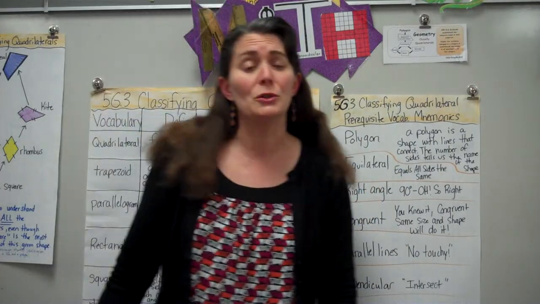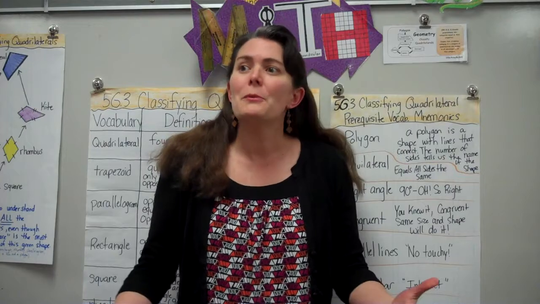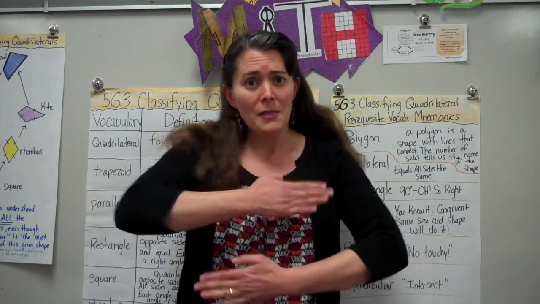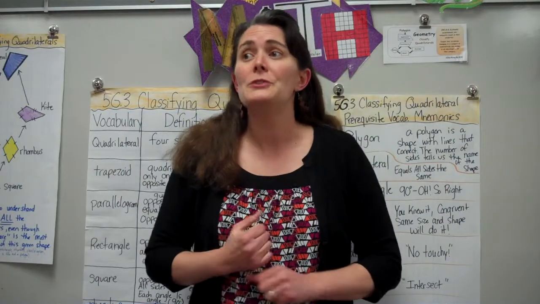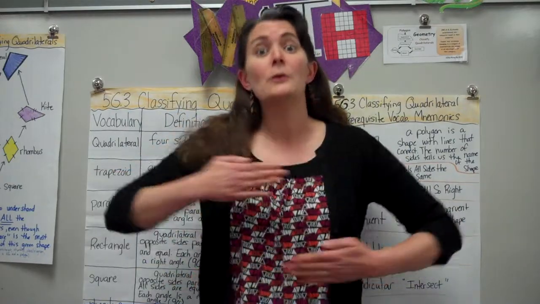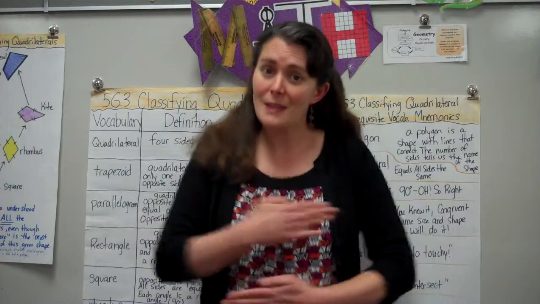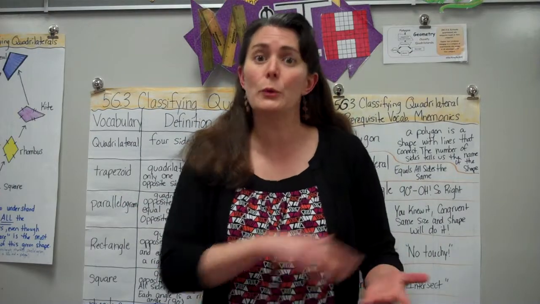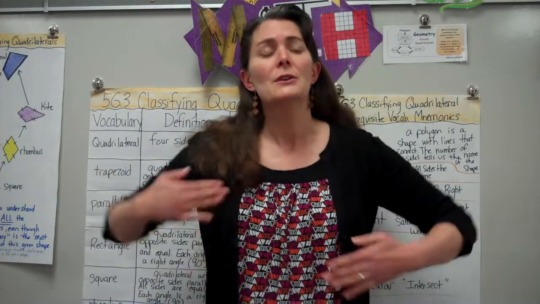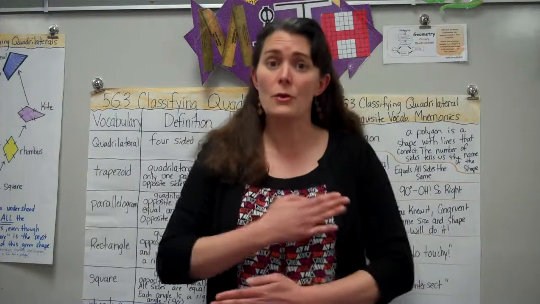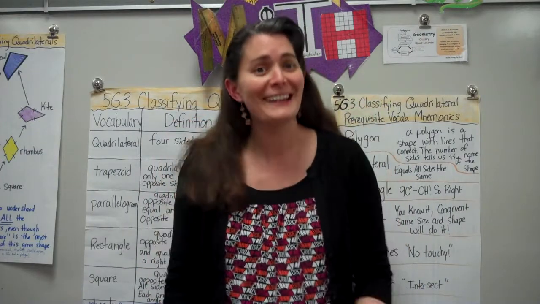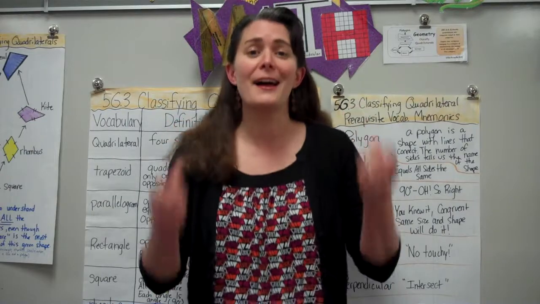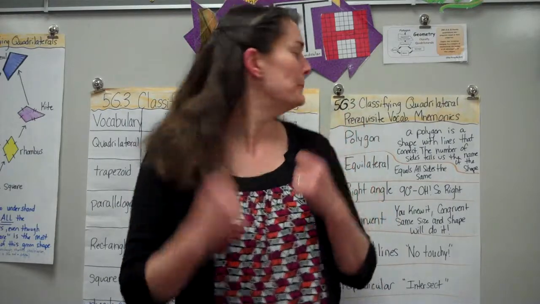Another one is equilateral. And I always remember this because of the name, and then I made little equal signs like this. So we used to say in class, equilateral equals all sides the same, because equal means the same for everybody. So equilateral equals all sides the same. A polygon is a shape with lines that connect. The number of sides tells us the name of the shape.